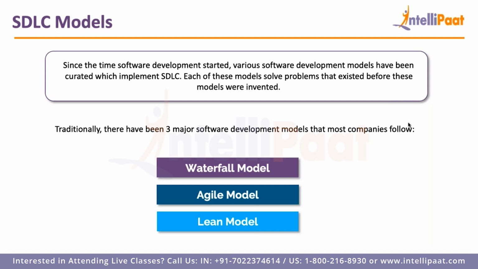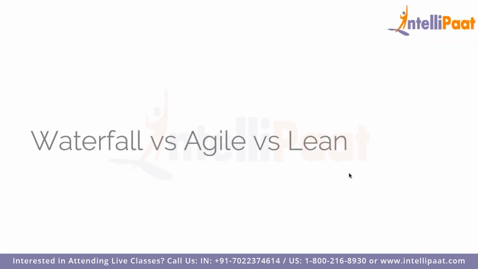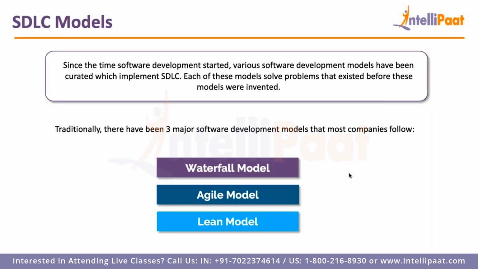Among those rules, we are going to discuss three today, which is basically waterfall, agile, and lean. All right, no questions. Let's go ahead then. So let's start with waterfall model. And what is waterfall model, and what basically is the difference between waterfall, agile, and lean?